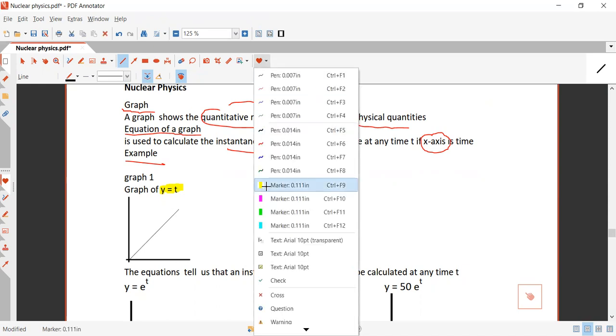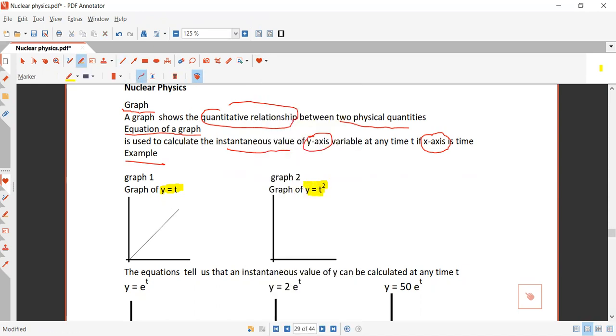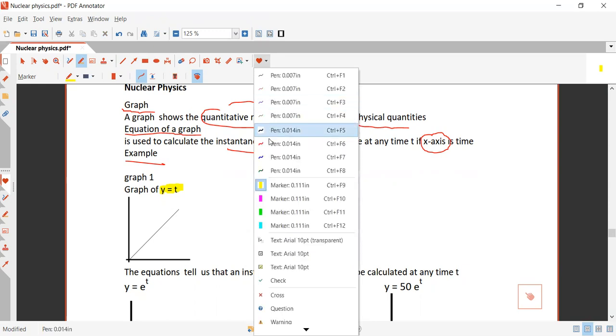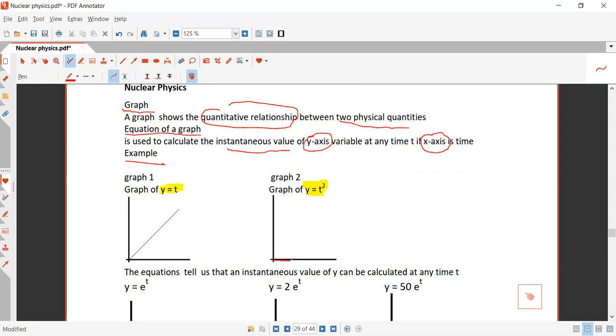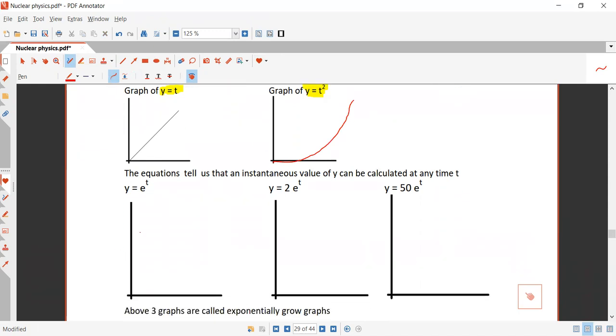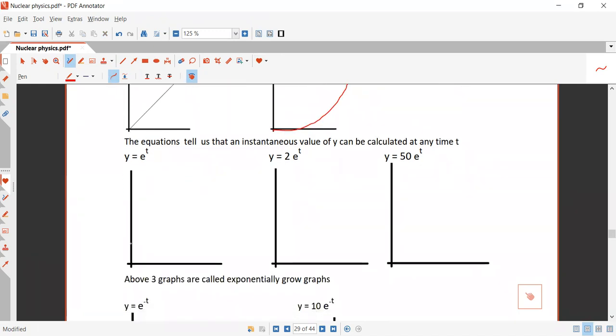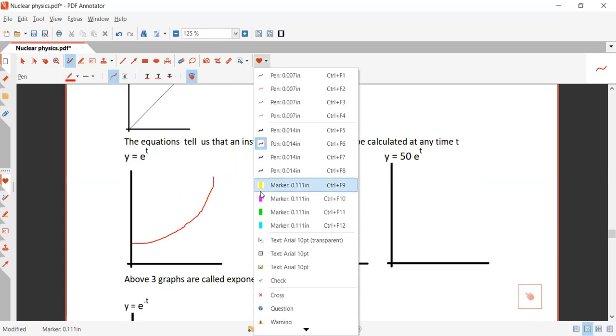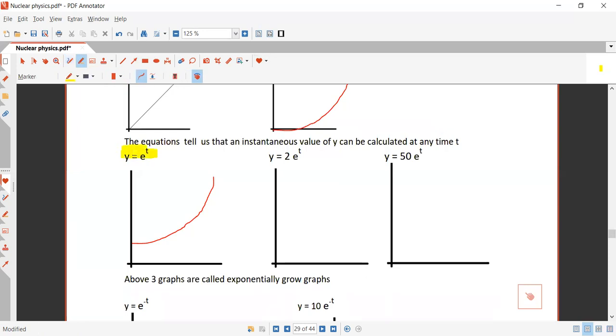And if we talk about y equals t squared, then you know, students, the graph is going to look like this, right? Y equals t squared. And if we talk about y equals square root of t, then it's going to look like this curve, right? Okay, so y equals e raised to the power t is an exponential function, right?